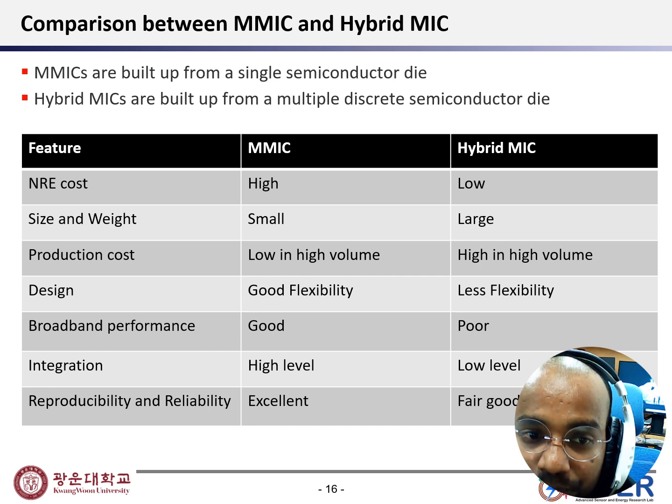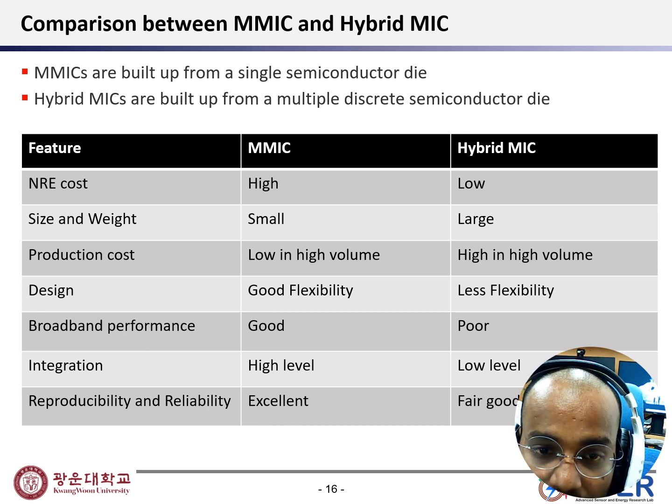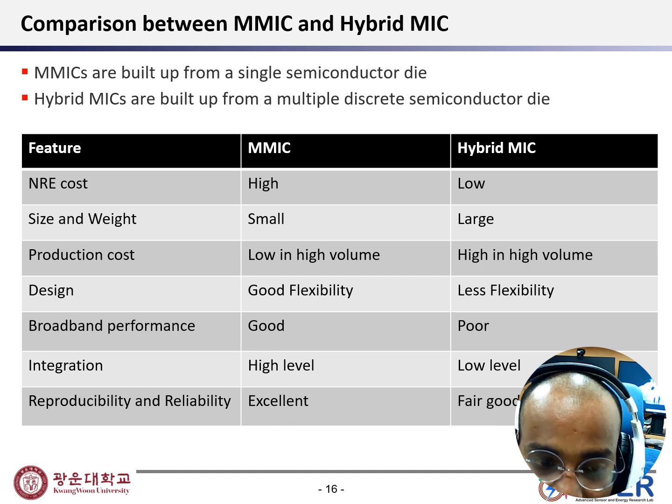Now we can compare MMIC and hybrid MIC. As we see, there is a high manufacturing cost for MMIC in single or unit manufacturing, while there is a very low cost for making hybrid MIC in a single or small unit. But when going for batch manufacturing, MMIC is cheap, whereas hybrid MIC is very expensive.